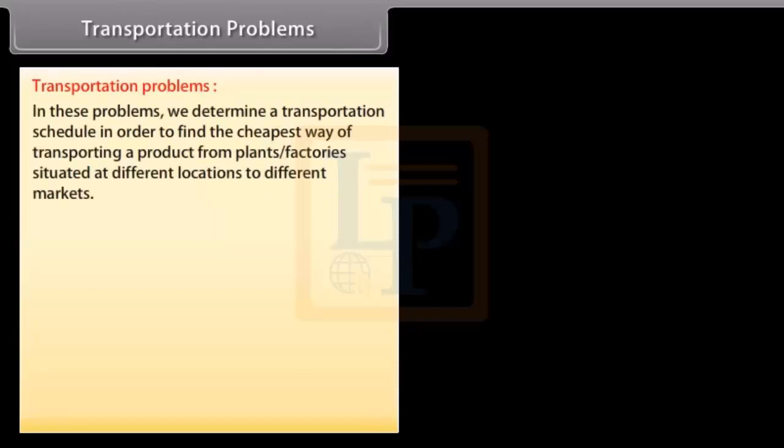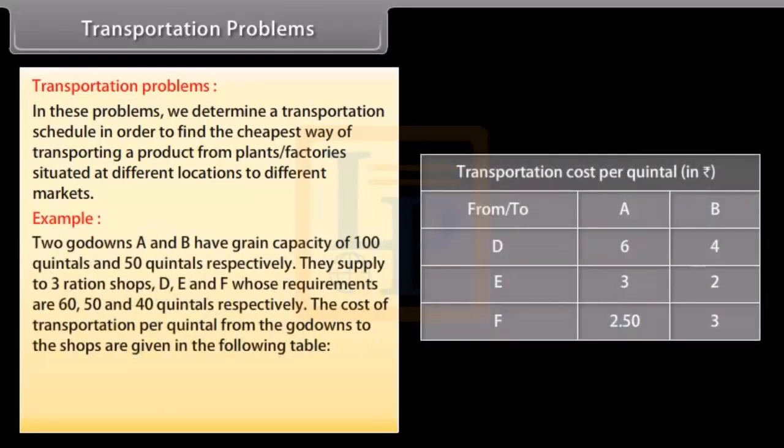Transportation problems. In these problems, we determine a transportation schedule in order to find the cheapest way of transporting a product from plants, factories situated at different locations to different markets. Example. Two godowns A and B have grain capacity of 100 quintals and 50 quintals respectively.